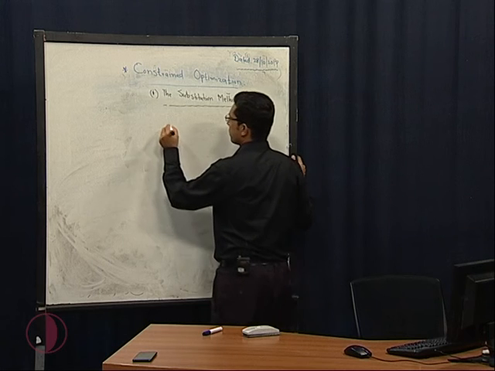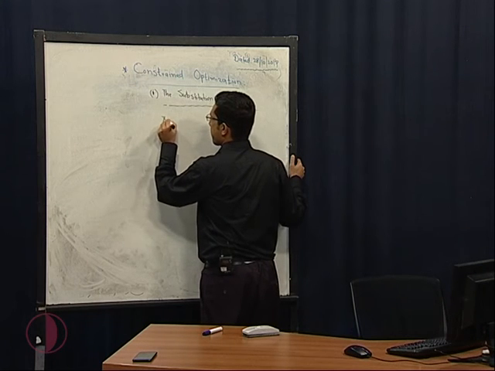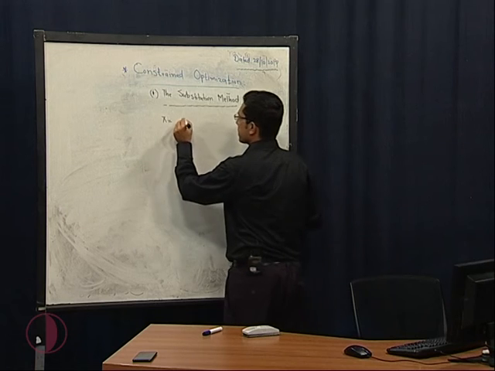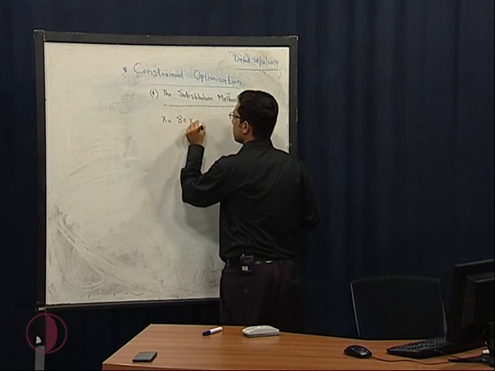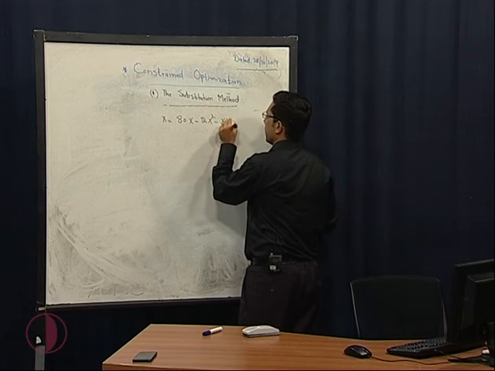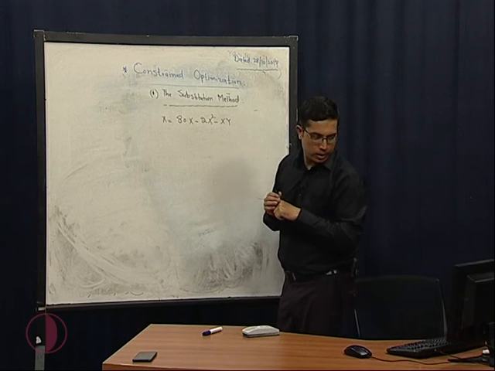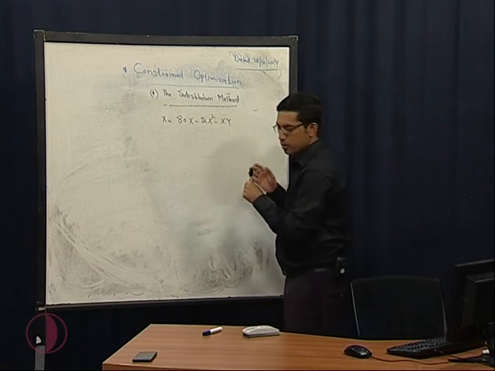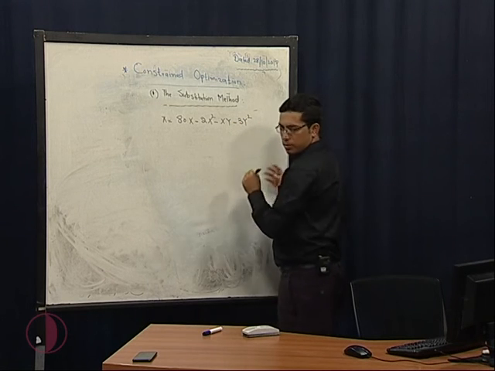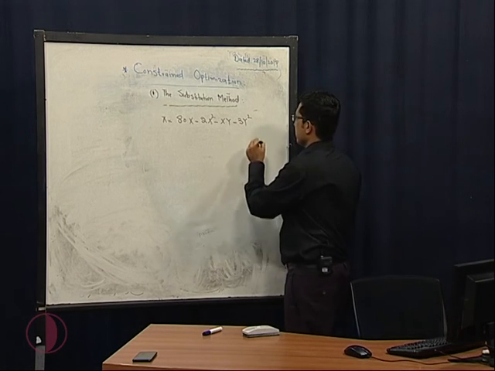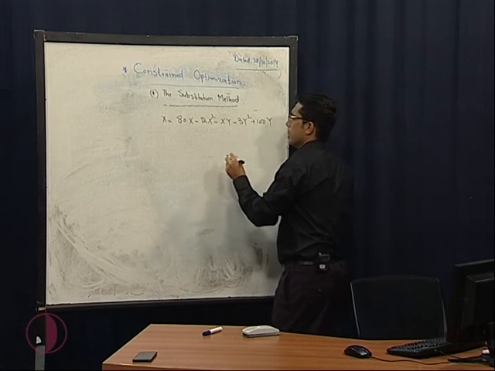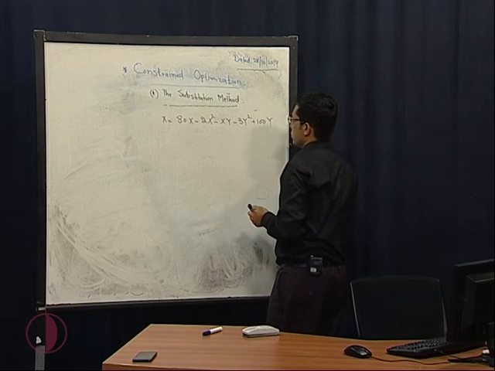The original profit function was pi equals 80x minus 2x square minus xy minus 3y square plus 100y. This is the original objective function of the business firm.